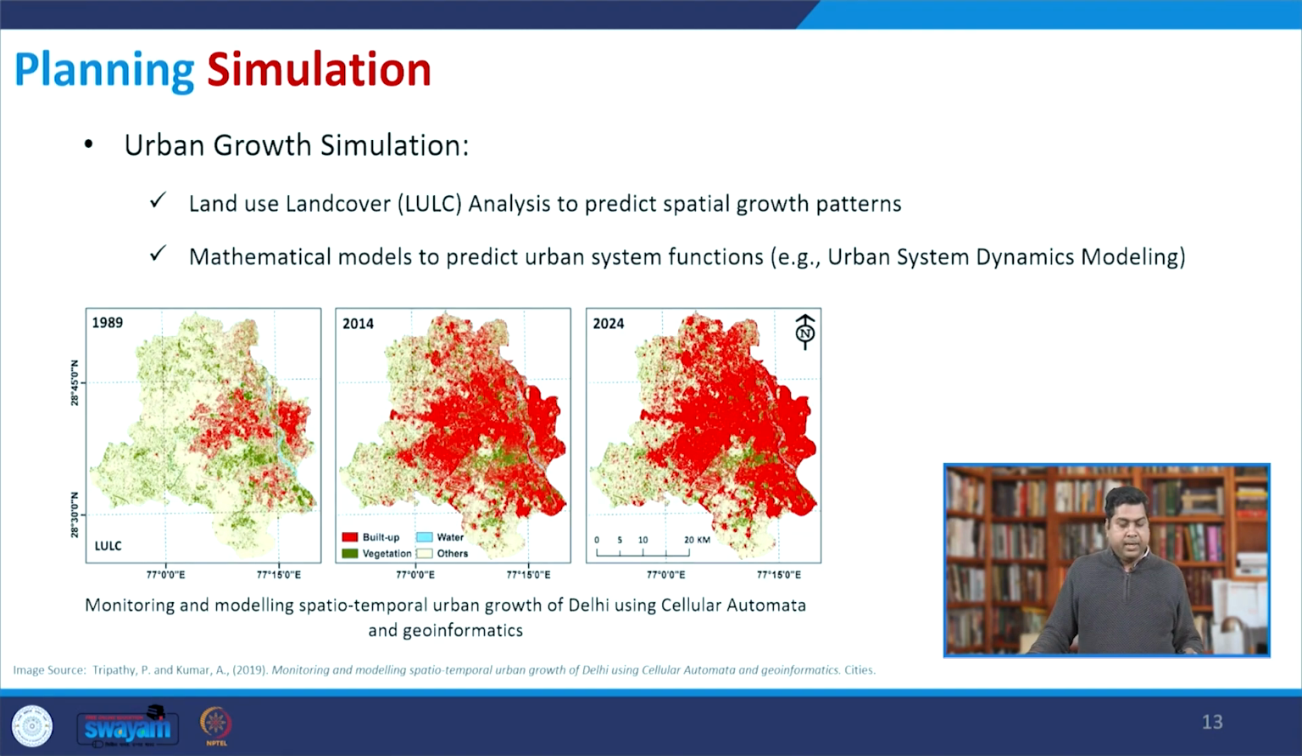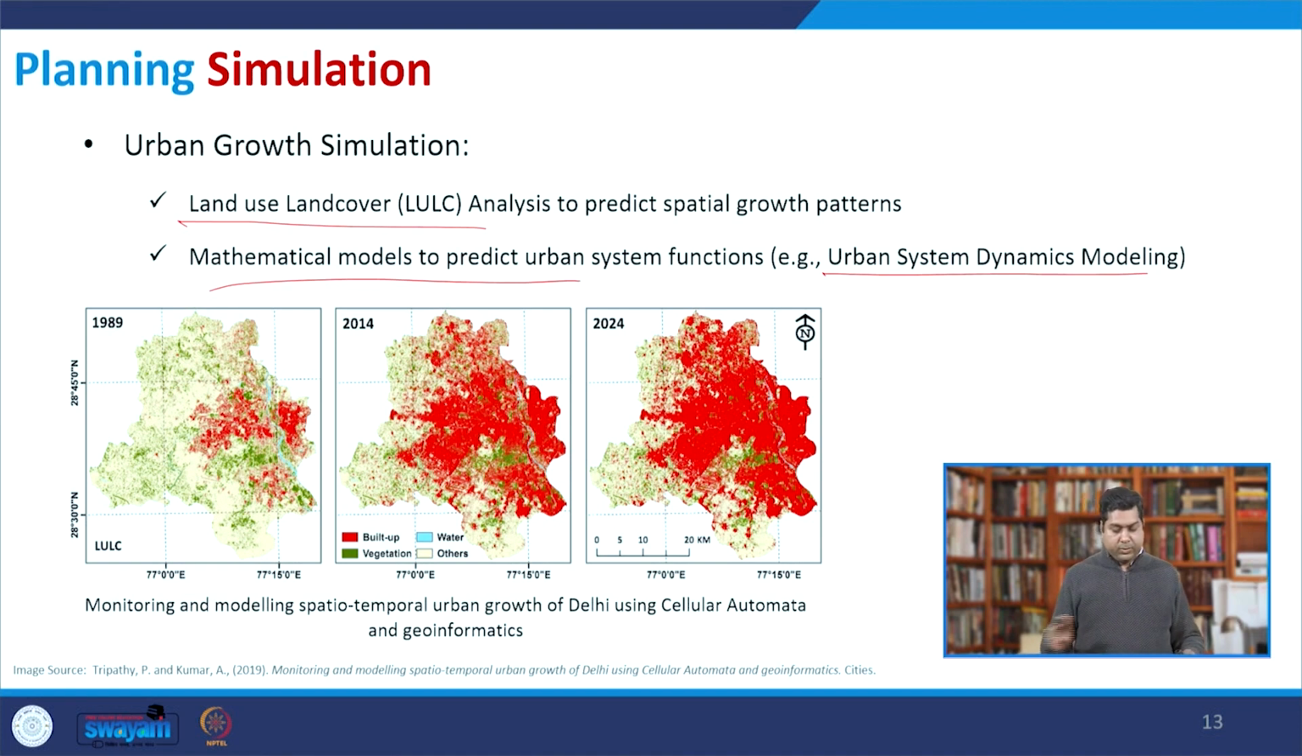So let us understand. Urban growth simulation is something where you apply some spatial method by which you can do land use, land cover, LULC analysis and predict the spatial growth pattern, analyzing the trend and also what would be the future direction of growth. Mathematical models are established to predict urban system functions, like urban system dynamics modeling, where you simulate what will be the growth in population, what will be the growth in vegetation, what will be the reduction in the water body if the same trend continues.